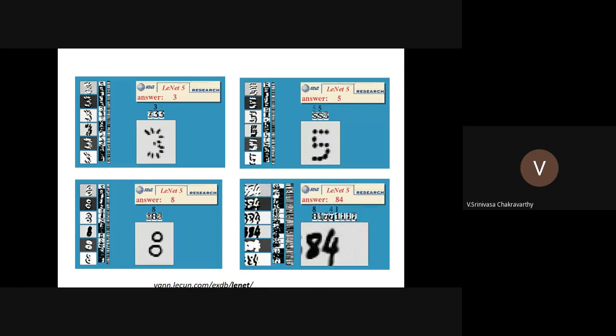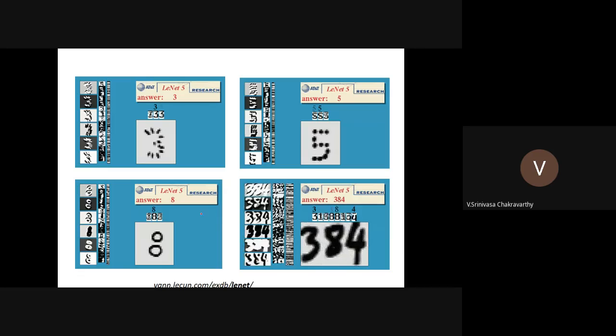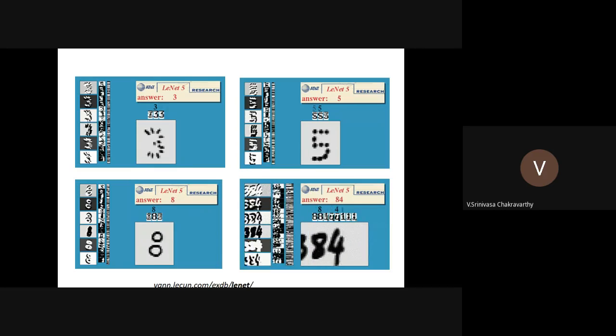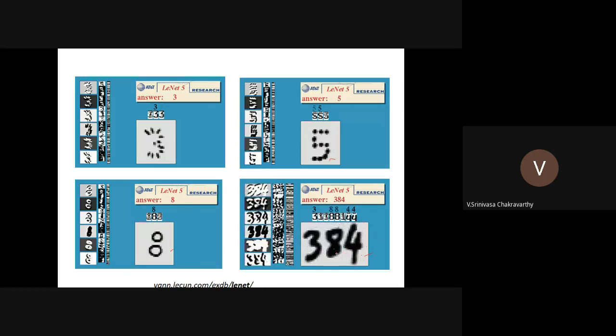So that was a big achievement in those days, back in the late 90s. Here are more examples. A 3 is given like this, a 5 is given like this, and an 8 is given as two disconnected circles, which is obviously quite bad, but it's able to recognize the 8. And look at all this stretching and pulling and moving. It's able to recognize, in this case, the 3 numbers.